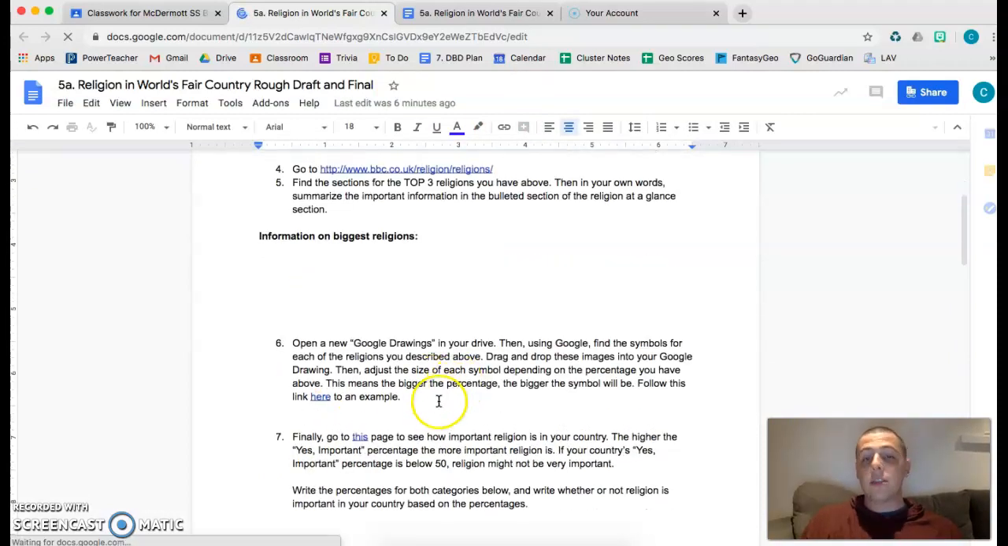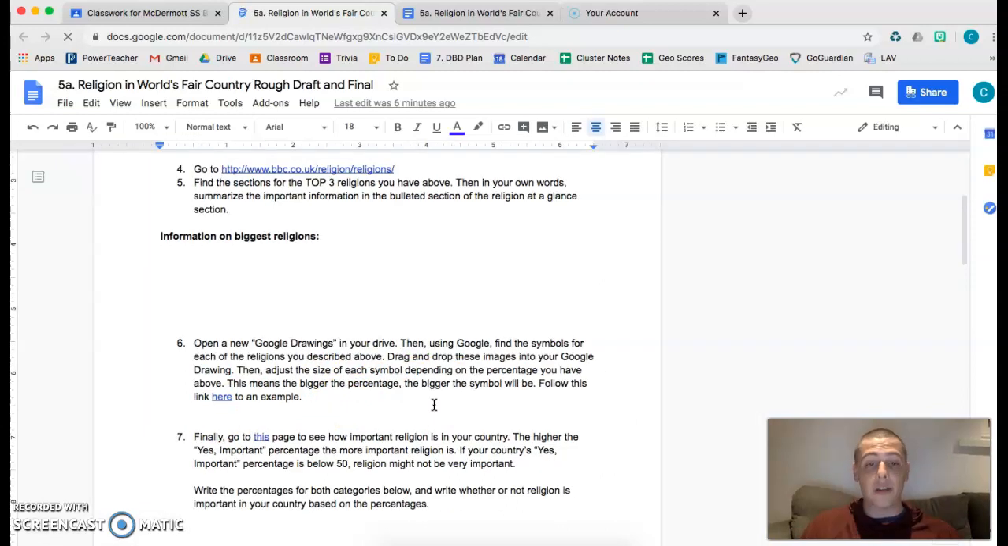For 6, it's pretty self-explanatory. You just need to make a new Google drawing in your drive, and then you're going to put in the symbols for the biggest religions in your country. The bigger the religion is in your country, the bigger the symbol is going to be on your drawing. So make sure you look at the example that I have and try and figure it out that way.